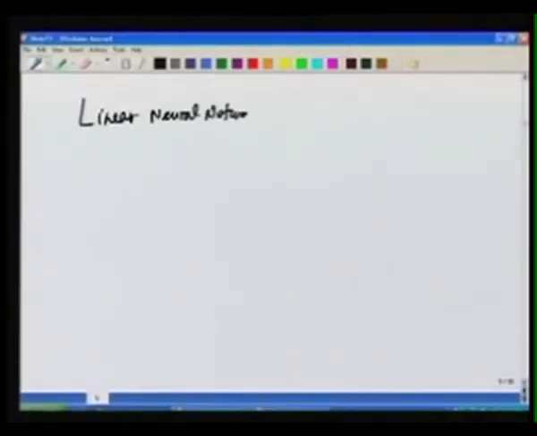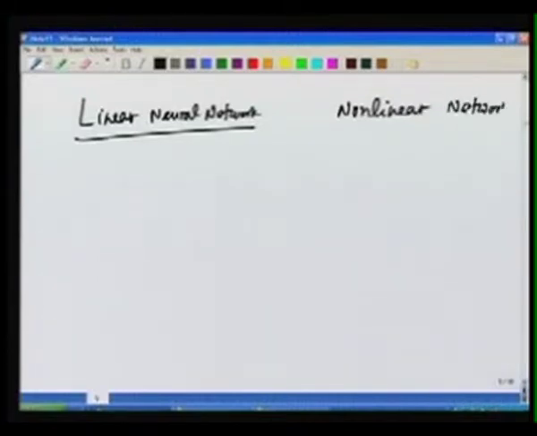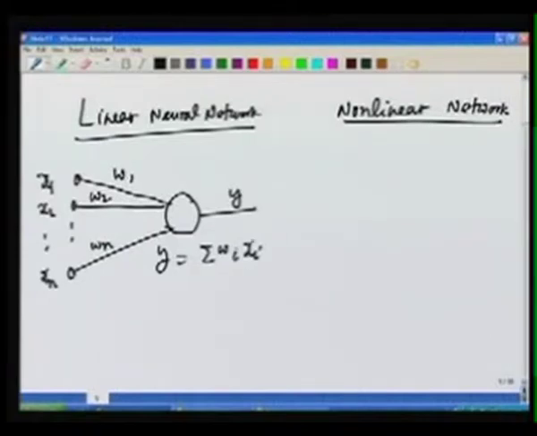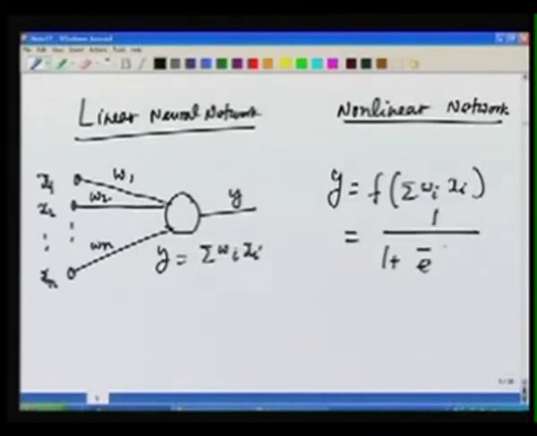So, I have the linear neural network on one side, and the nonlinear network here. In a linear network, I have inputs x 1, x 2, x n, and then the linear computational unit, with weights W 1, W 2, W n, and your output y. So, in the case of linear, y equals sigma W i x i. In the case of nonlinear, the same thing has a nonlinear activation function. So, y becomes f of that, the same as 1 upon 1 plus e to the power minus sigma W i x i. This is a nonlinear network.